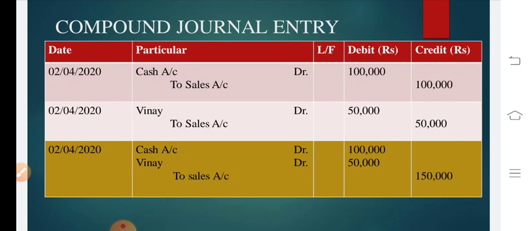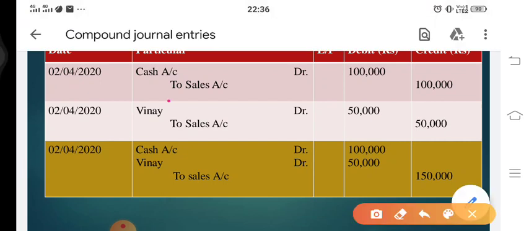So he has to be debited because the personal account rule says debit the receiver. So we have debited Vinay here, and sales, because it is going out, has been credited. So the journal entry becomes: Vinay debit to sales, or you can even write Vinay's account debit to sales account. That is 50,000.